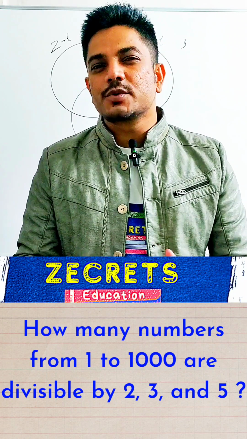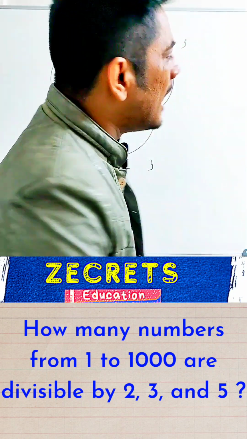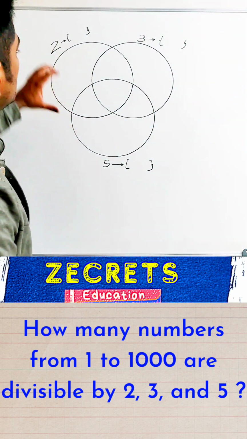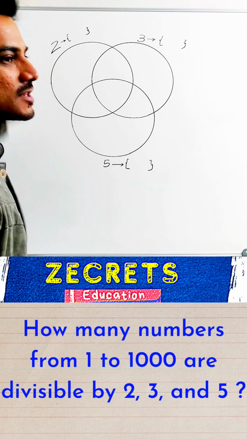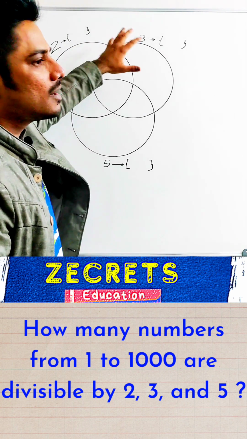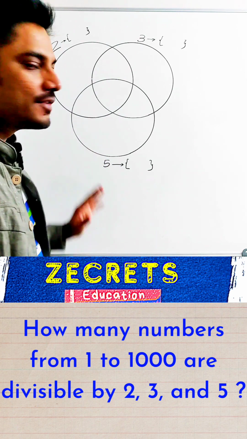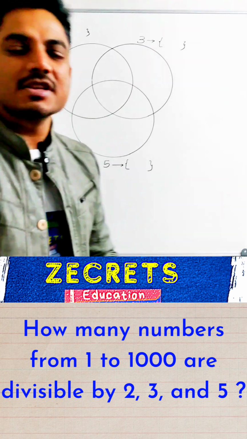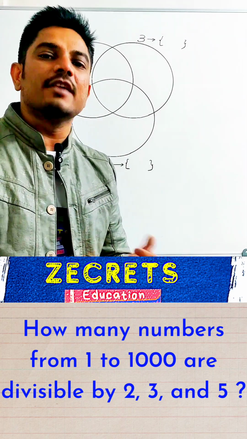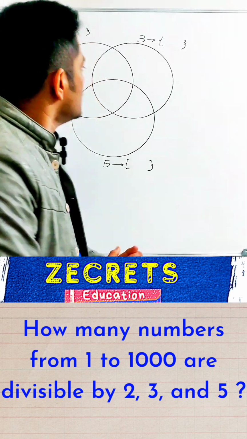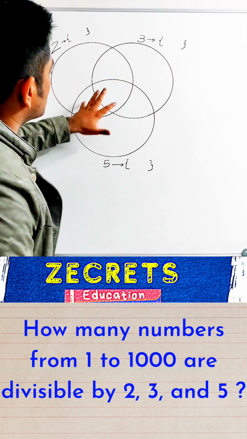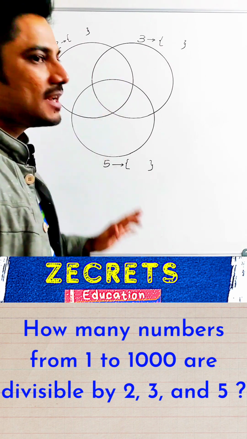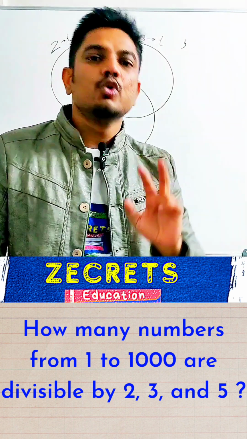So I'm going to solve this question using a Venn diagram. I have drawn three circles over here, as you can see. The first circle represents numbers divisible by 2, the second one divisible by 3, and the third circle divisible by 5. The central part, which is common to all three, represents the numbers which are divisible by 2, 3 and 5 together, right? And these parts represent numbers divisible by 2 out of 3.